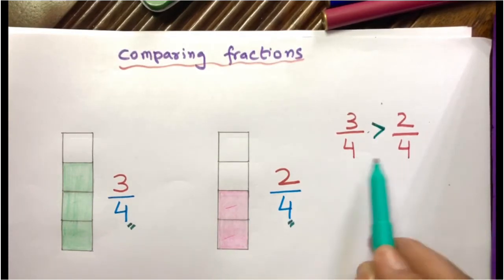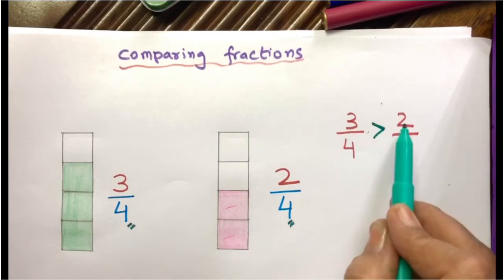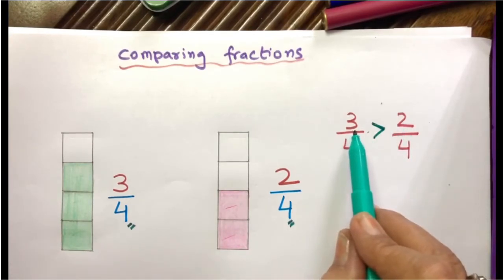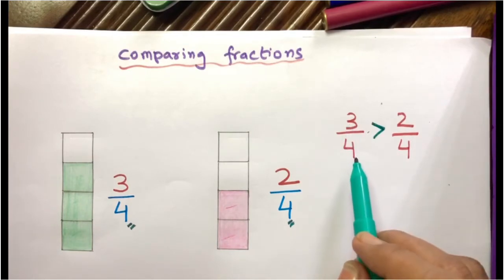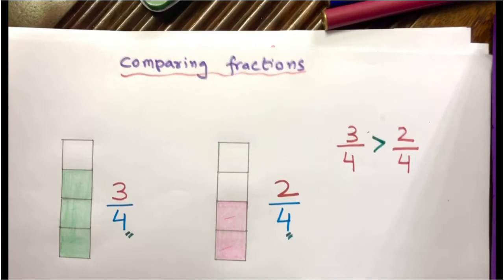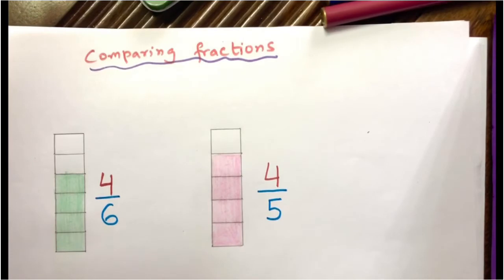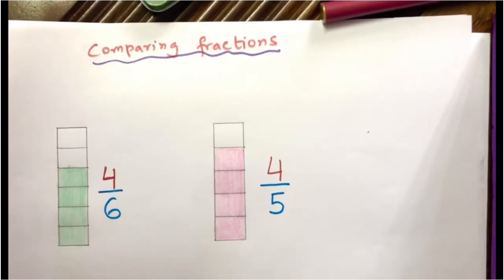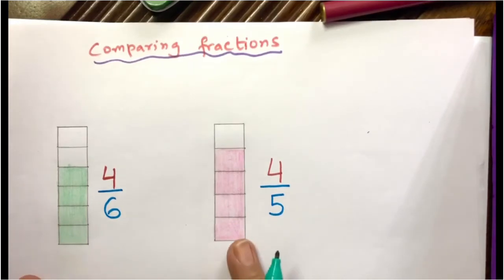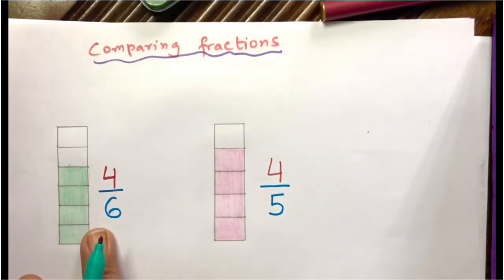When denominators are same, we look for the numerator. The numerator which is bigger will make a larger fraction. Let's look at another example. We have two fractions, 4/6 and 4/5. Now we have to compare these two fractions. By looking at the model, we can see that this is greater than this fraction.